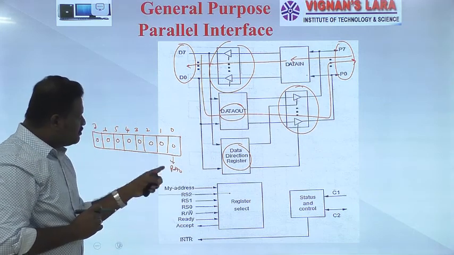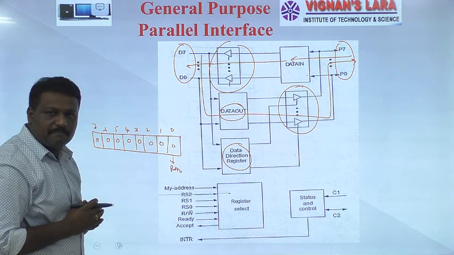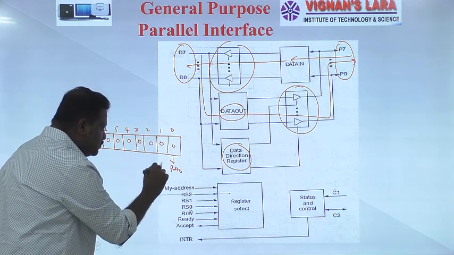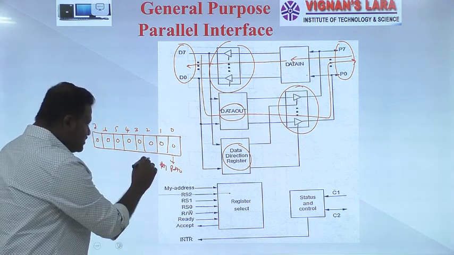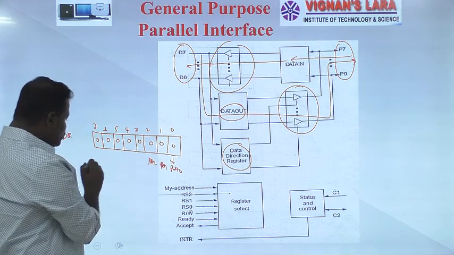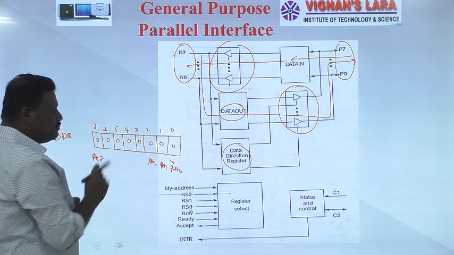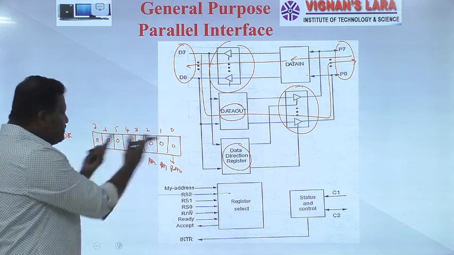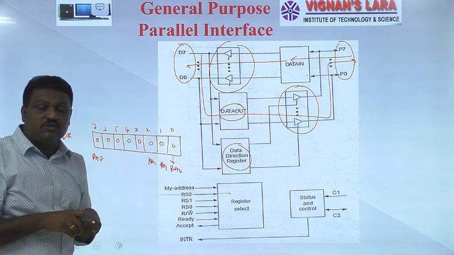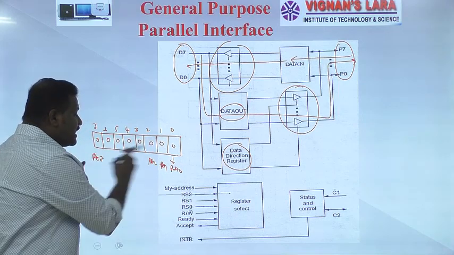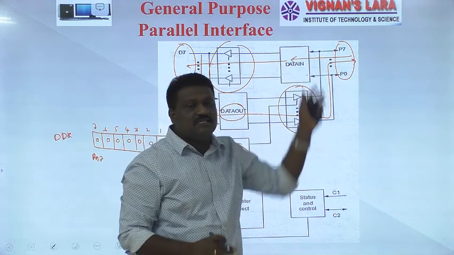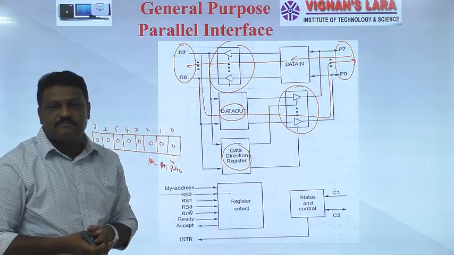If it is 0, no doubt PA0 is set to input signal. And next bit belongs to PA1. Next bit belongs to PA2, and so on. This belongs to PA7. If any bit in this data direction register is set to 0, that indicates that the corresponding signal here is defined as an input signal.